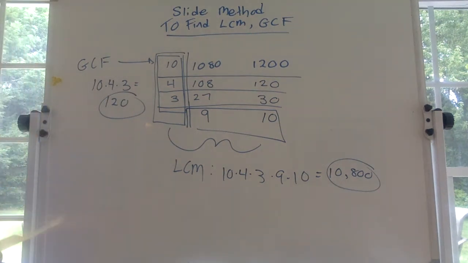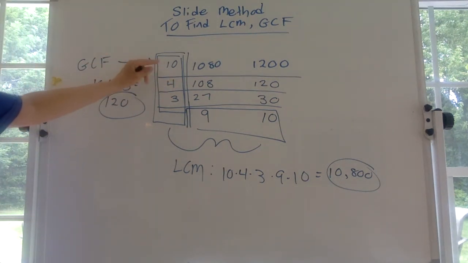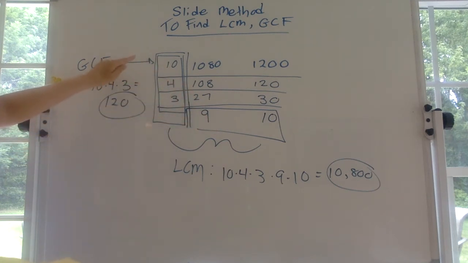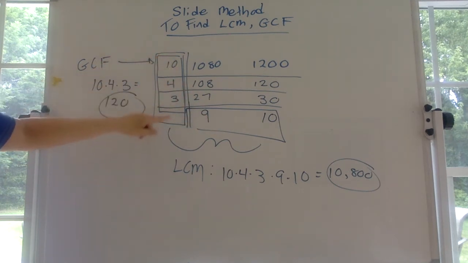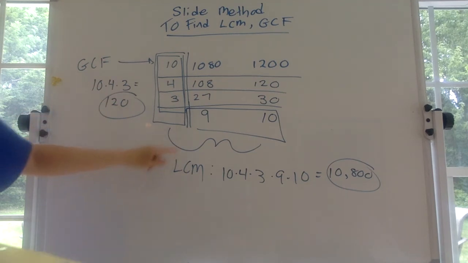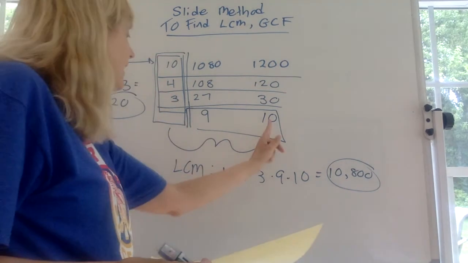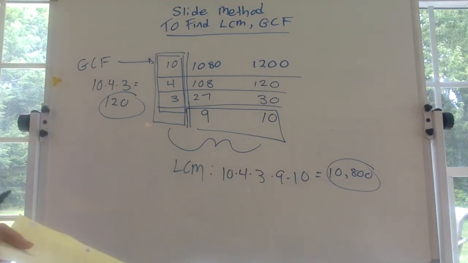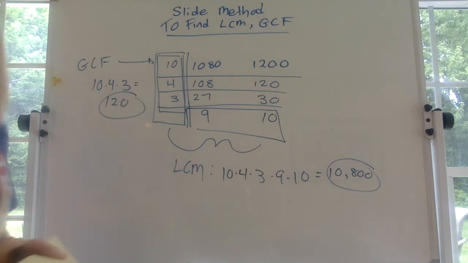So that's how you use the slide method. You put the numbers down, you start dividing out numbers till you can't divide out anymore. The GCF is simply the first column of numbers multiplied together. The LCM is the first column and the last row of numbers. You multiply all those together to get the LCM. See, it isn't that bad. When there's two numbers, it's pretty simple. So give it a shot.